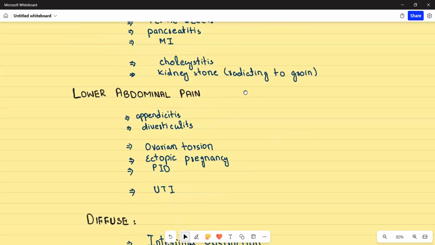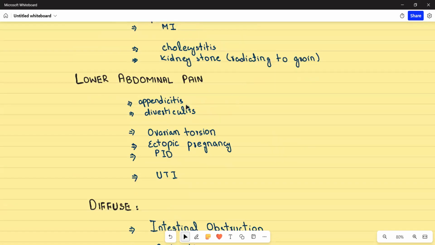Lower abdominal pain. The conditions that can cause lower abdominal pain are appendicitis. Appendicitis pain is usually in the right lower quadrant. Diverticulitis causes lower abdominal pain, can be either towards the right or towards the left. Ovarian torsion, depending upon which ovary is involved, it will be either pain towards the right side or the left side of the lower abdomen, but it can involve the lower abdomen diffusely. And the same is true for diverticulitis.